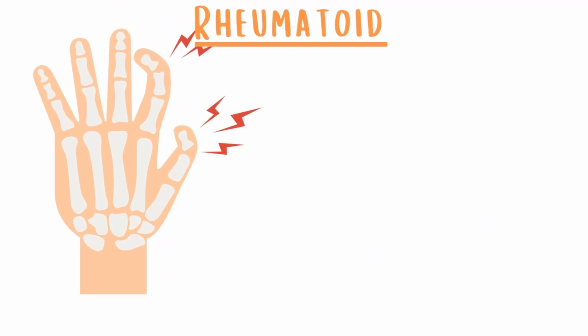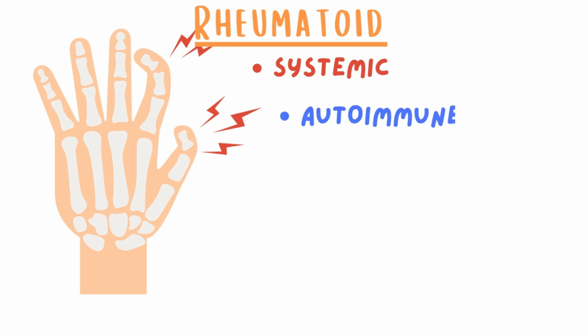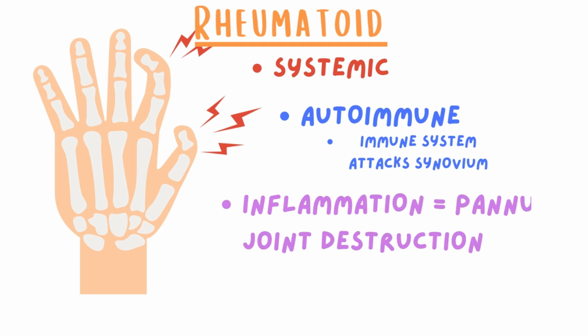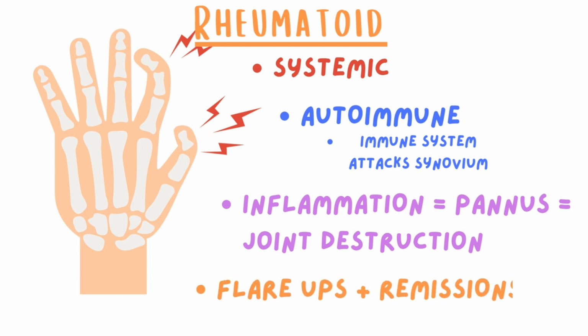So, for RA, the key word is systemic. This means it's a whole body problem. The immune system keeps going after the synovium, the soft tissue in the joints. This creates an inflamed tissue called a pannus, and it literally eats away at the cartilage and the bone. It's a disease of ups and downs, intense flare-ups followed by periods of calm or remission.